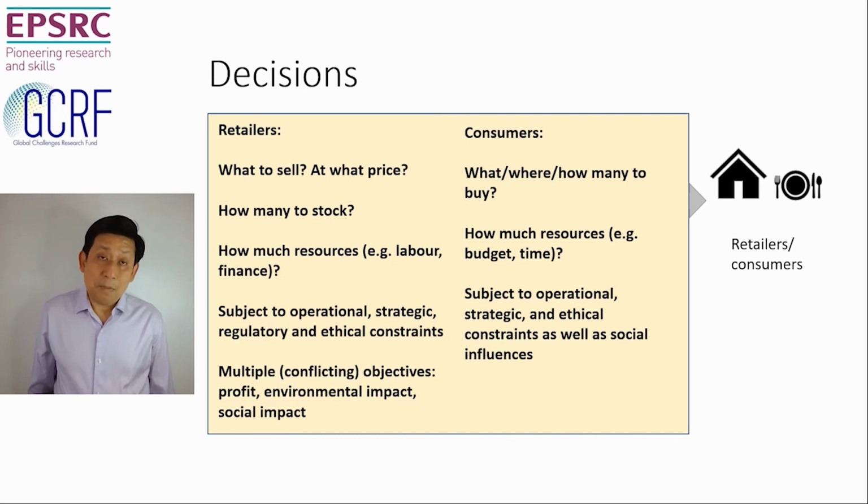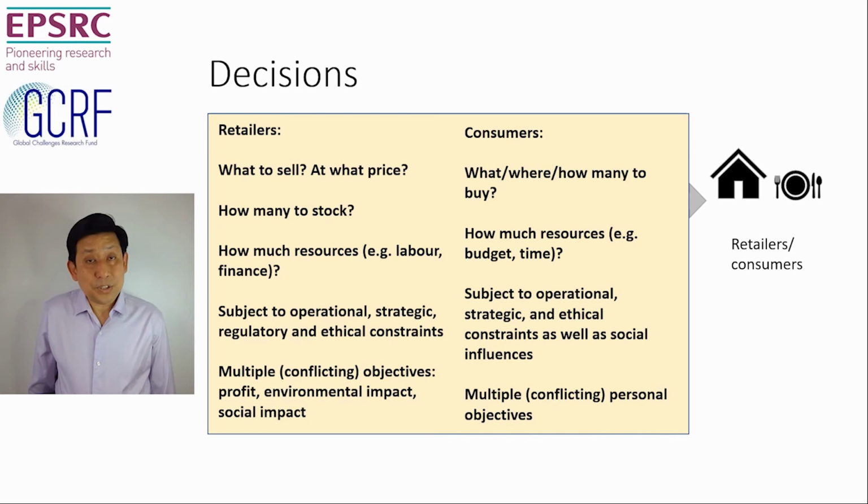For example, I probably want to buy a new house in the next 5 years. We often consider ethical constraints too. For example, if we want to support fair trade. And as a human, our decisions sometimes are influenced by others. Just like organizations, we too have multiple conflicting personal objectives.